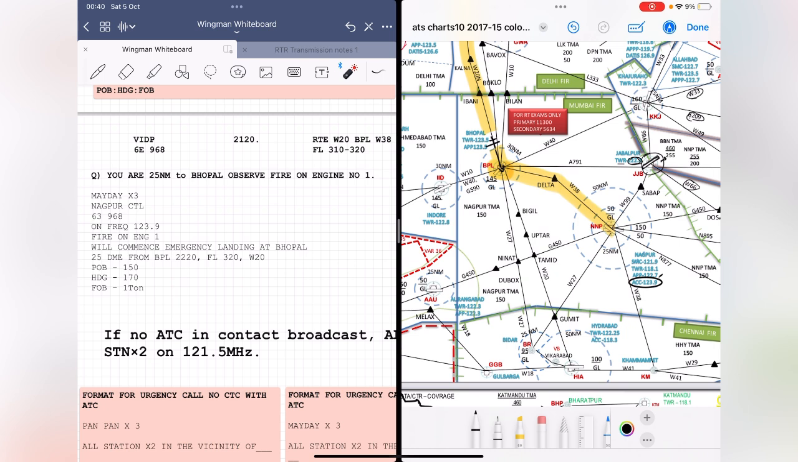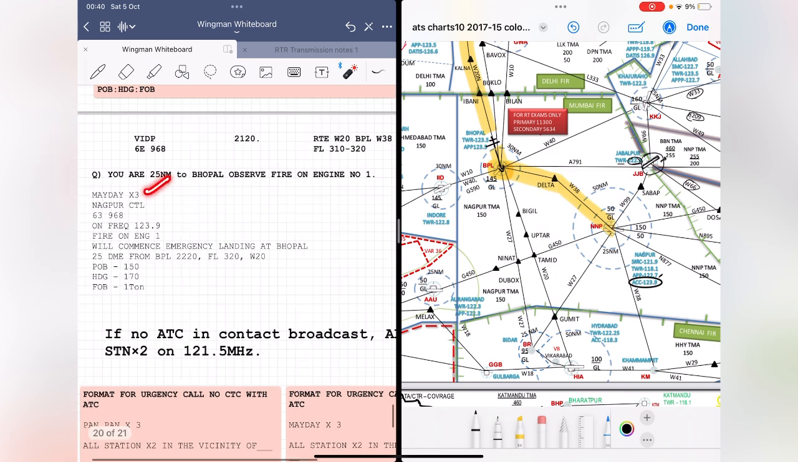So what's my call going to be like? My call is going to be along the lines of Mayday, Mayday, Mayday. This is Nagpur control. This is iFly 968 on frequency 123.9. That's the area control frequency of Nagpur. We are facing a fire on engine number 1. Will commence emergency landing at Bhopal. So do you see how I informed them of my condition, but I also declared what my intentions are.